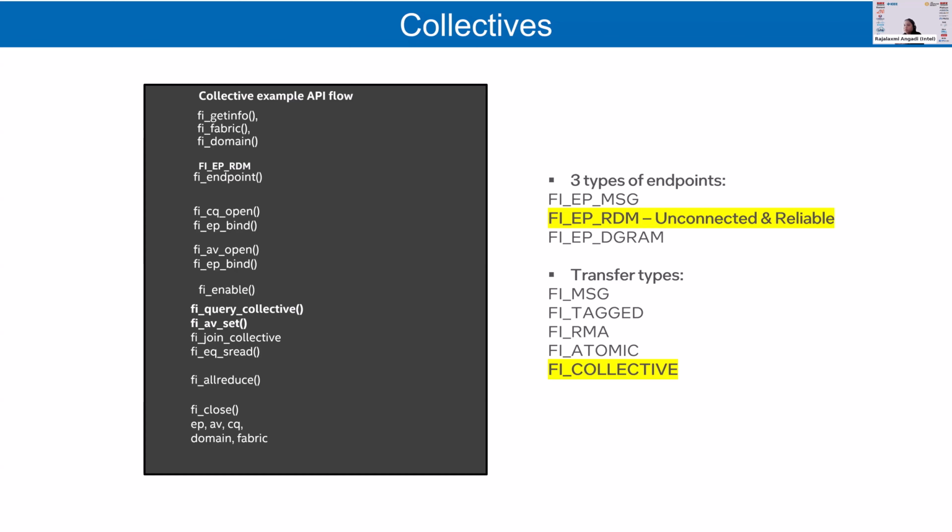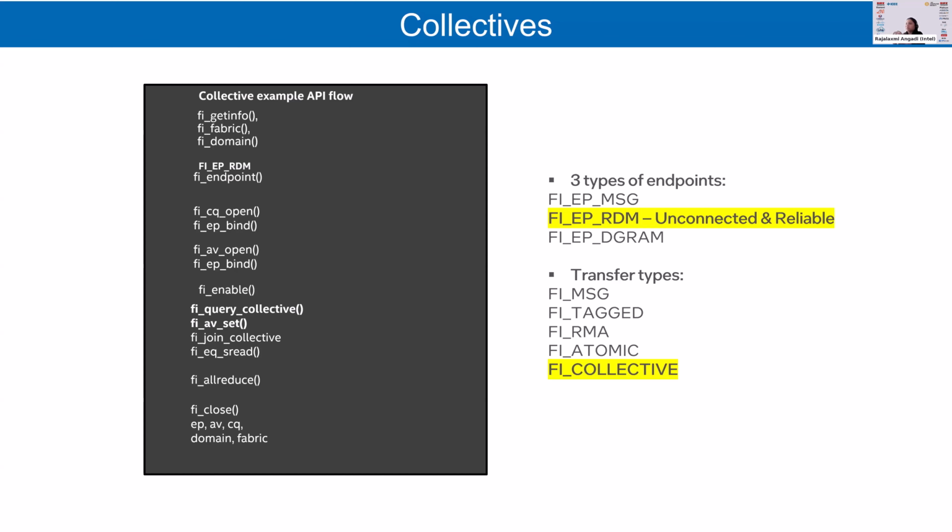Now the third part was invoking the collective itself. FI_allreduce is the call shown in this example, but in the previous slide we showed just the reduce one. The allreduce is the actual collective operation. There are different types of collective operations like all to all, allgather, allreduce, reduce scatter, and things like that.